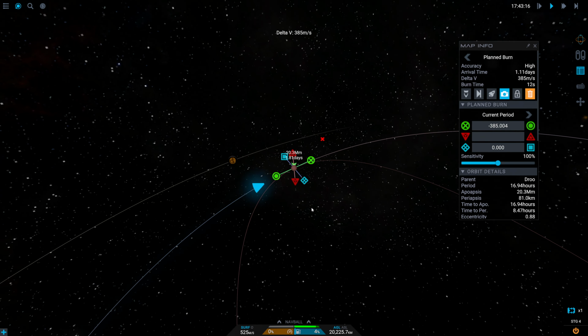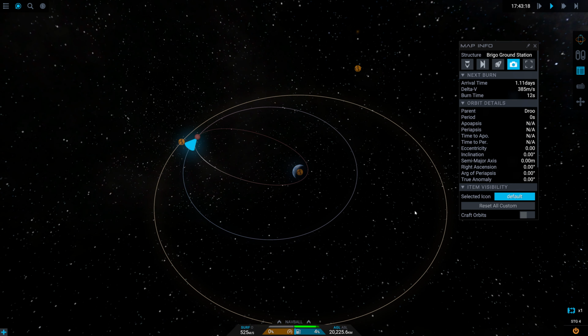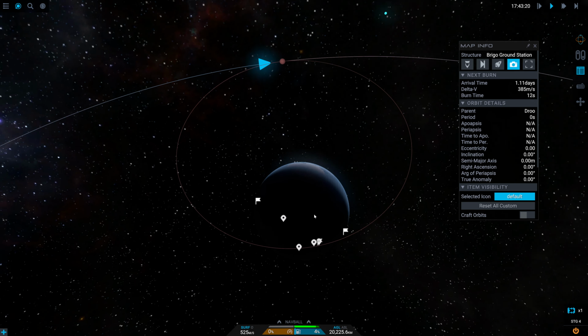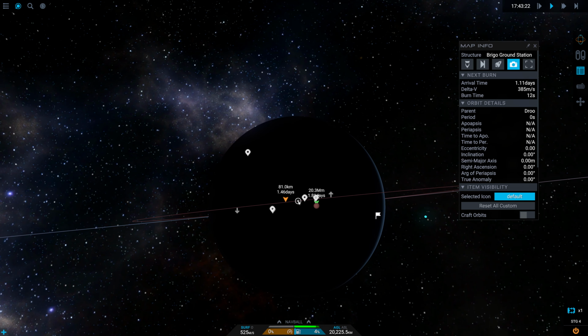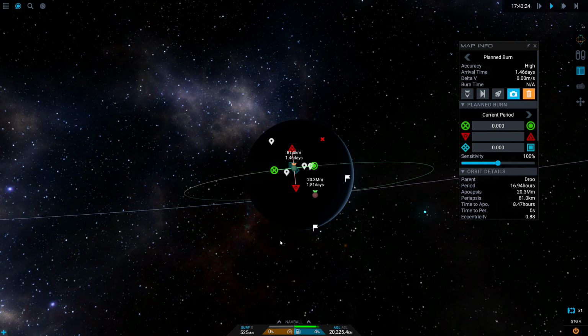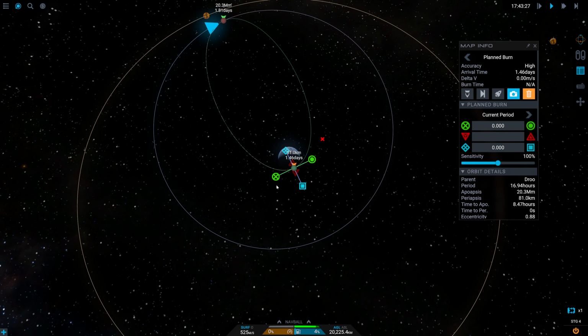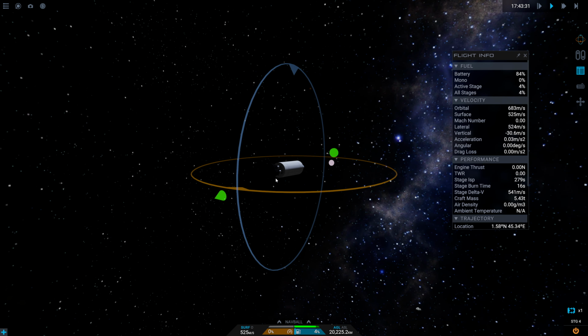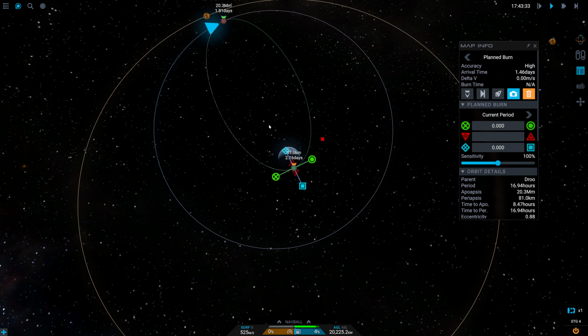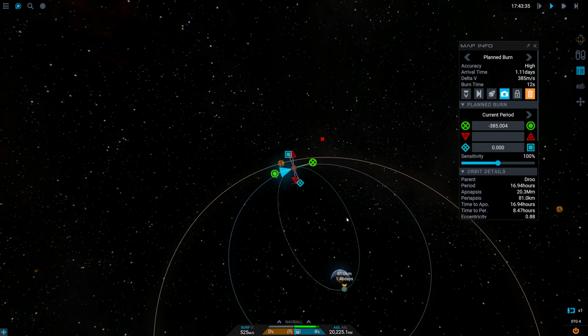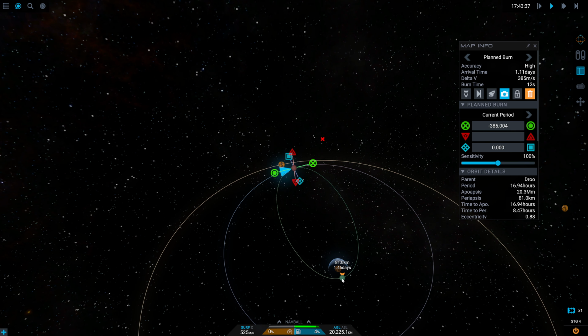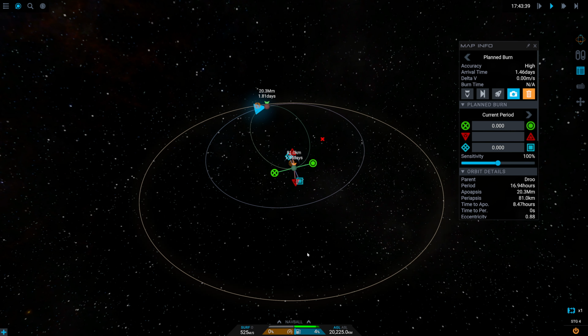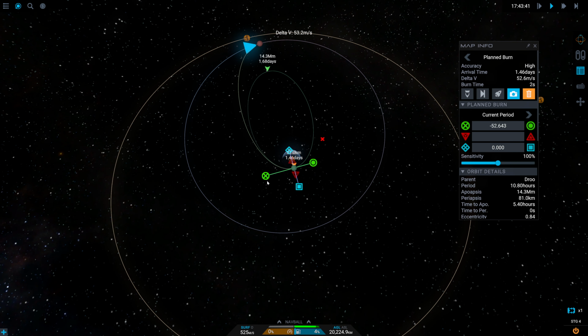But if we were to put this like this, that's 385 meters per second, right? And then if we were to move out over here and plan a burn at this periapsis, like so, we would have about 200 meters per second, right? We've got 541, and this burn is 385. Okay. So we would have like 120 meters per second. Yeah, that would get us to like here or so.